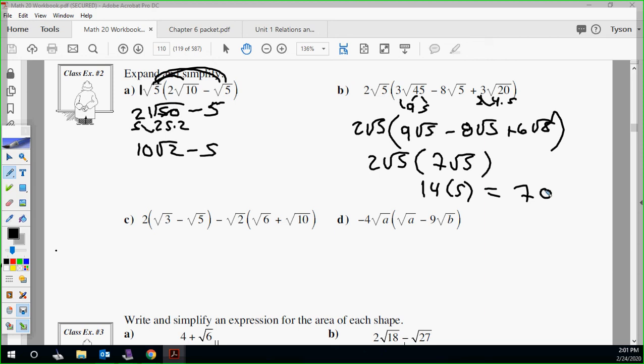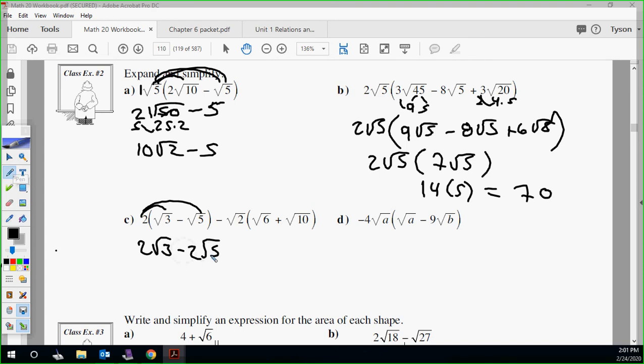Okay. All right, let's try these two here. So these ones here, there's nothing to break down, so we're going to distribute. So I get 2 root 3 minus 2 root 5. So we get 2 root 3 minus 2 root 5.